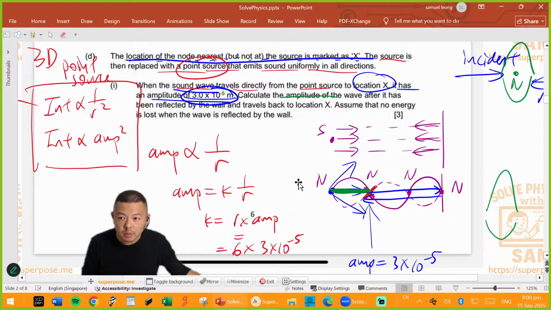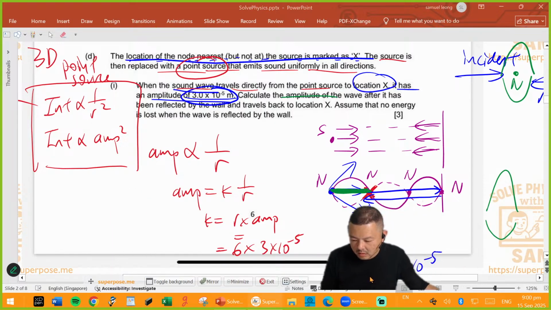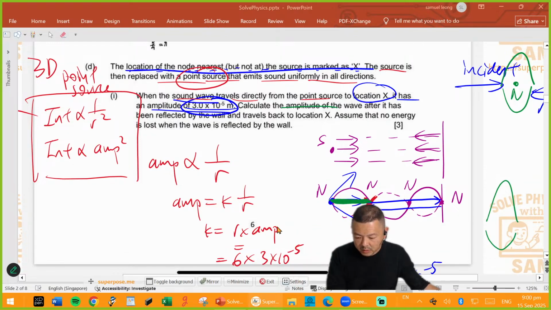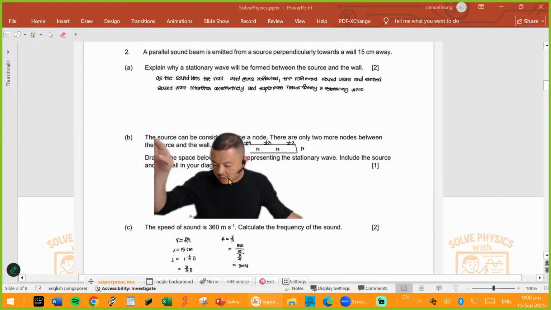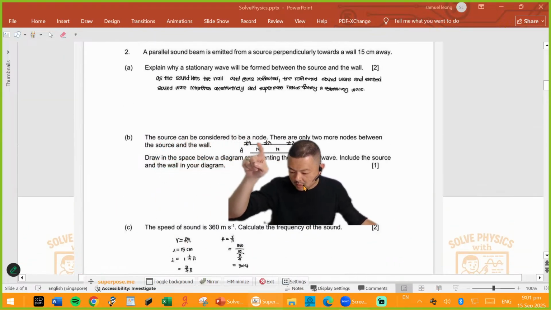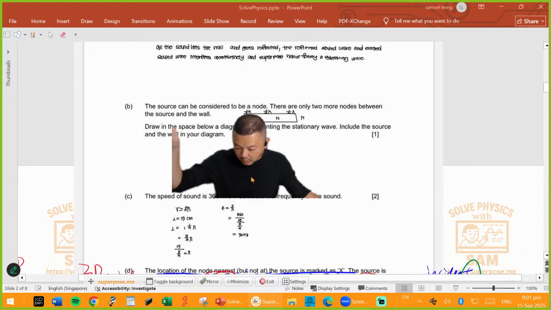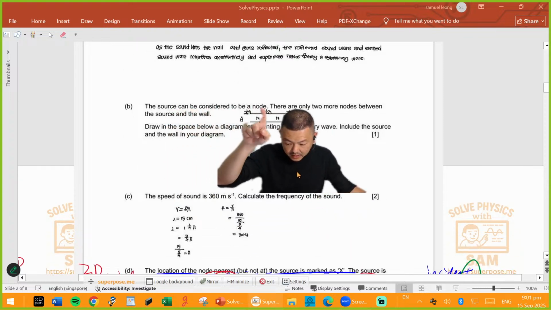Place what? Sorry, why are you placing what? No, no, the source is taken as a node. That's what I saw in the previous part, right? They say that the source can be considered as a node down here. Yeah, yeah, I know. What I'm saying is that the source can be considered as a node.